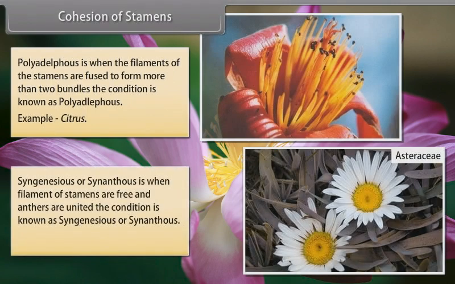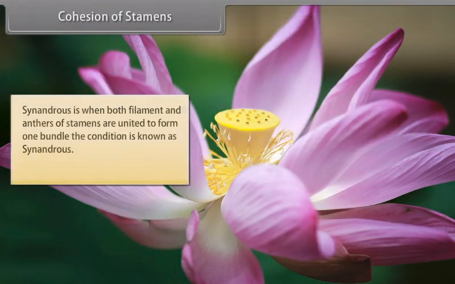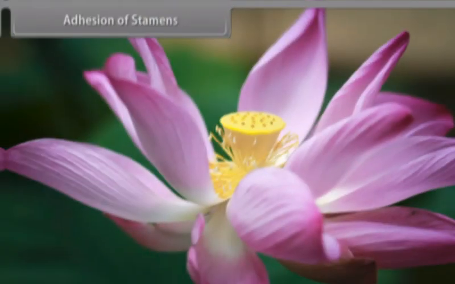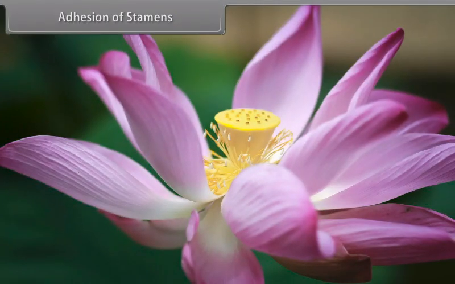Syngenesious or synanthous is when filaments of stamens are free and anthers are united. The condition is known as syngenesious or synanthous. Example, Asteraceae. Synandrous is when both filaments and anthers of stamens are united to form one bundle. The condition is known as synandrous. Example, Cucurbita.